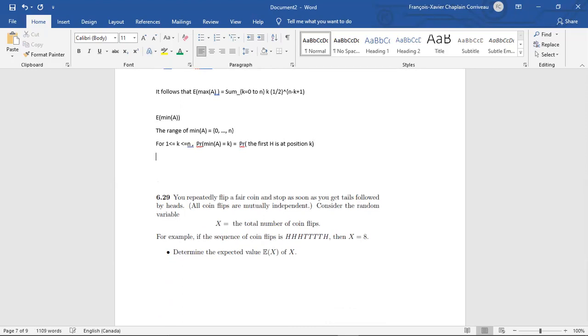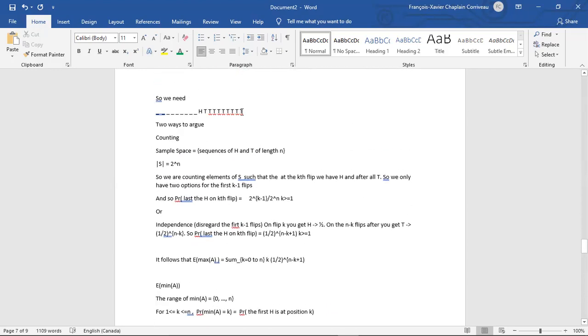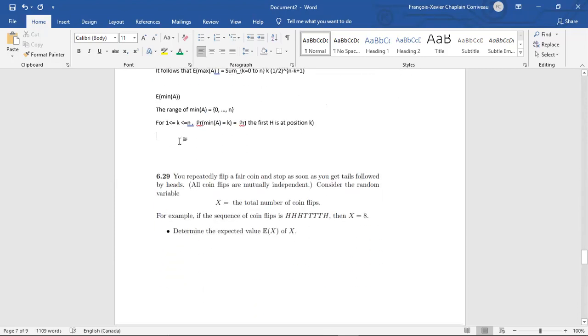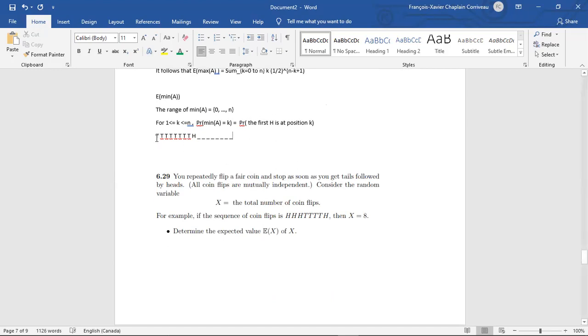And now again, you can argue this in 2 ways. So it all comes down to understanding that now our sequence, instead of looking like this, well, the tails are the other side. So now I have a bunch of tails like this. So it's not exactly the same. It looks a lot like the other one. So in a similar fashion, how many tails does that make? So here I have k minus 1 tails followed by 1 head.